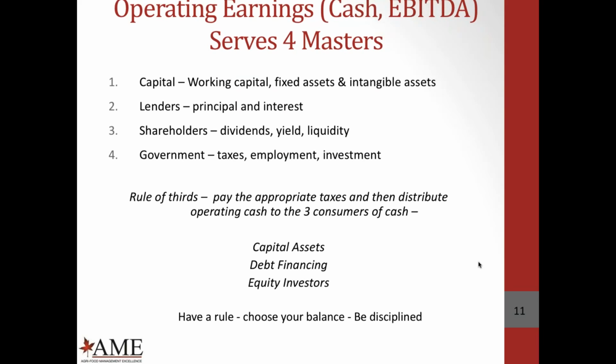So operating cash. The money that we get from EBITDA serves 4 masters. It's going to serve our working capital, the purchase of fixed assets and intangible assets. It's going to be paying our principal and interest payments to our lenders. It's going to be paying shareholders, so depending on your farm structure, whether you're taking your management fees through dividends or as wages.